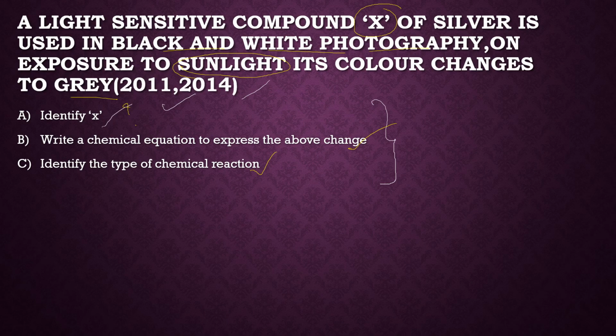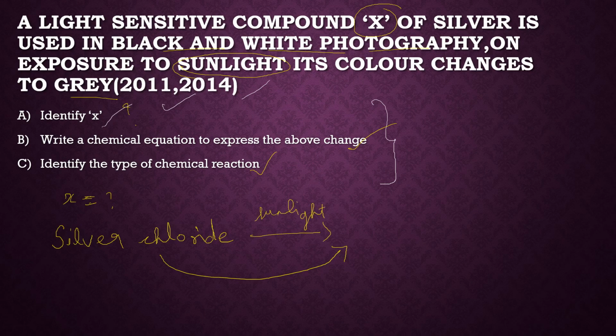Now, we have to find out the X. So what could be this X? Any guesses what this X could be? How can we find this X? We all know silver chloride is used in black and white photography. So if we subject the silver chloride to sunlight, when it is exposed to sunlight, the color of silver chloride changes to gray in color.